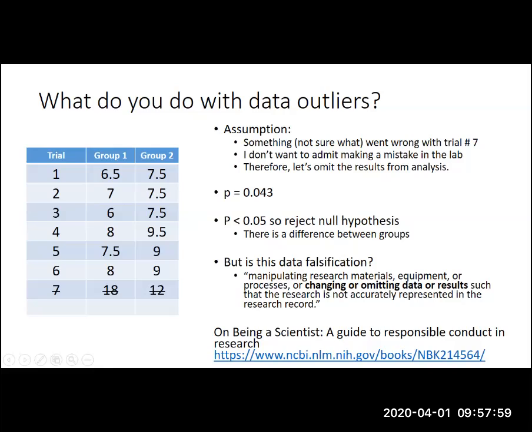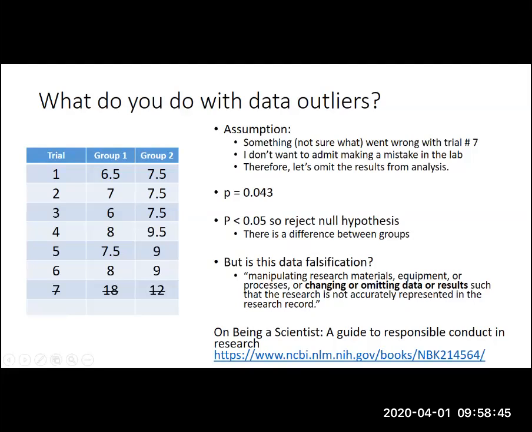But what we've done here, because we threw out this data without having a really good reason, is really data falsification. And so in the book by NIH, On Being a Scientist: A Guide to Responsible Conduct in Research, data falsification is referred to as manipulating research materials, equipment, or processes, or, and this is the important part for this one, changing or omitting data or results such that the research is not accurately represented in the research record. And so what we've done here by omitting trial 7 without a reason, other than we didn't like the results, is we've gone into the concept of data falsification. So we've basically done something unethical with our results.